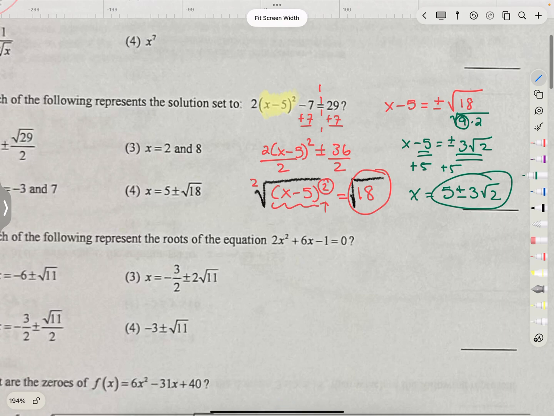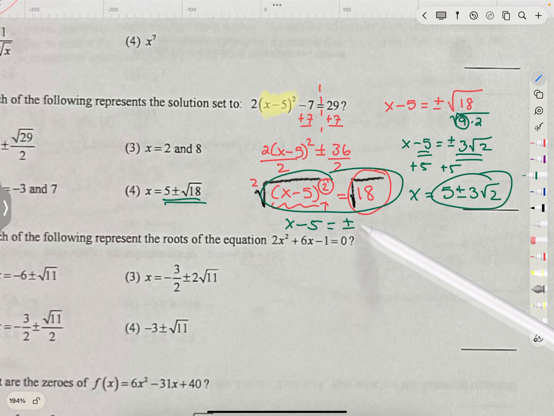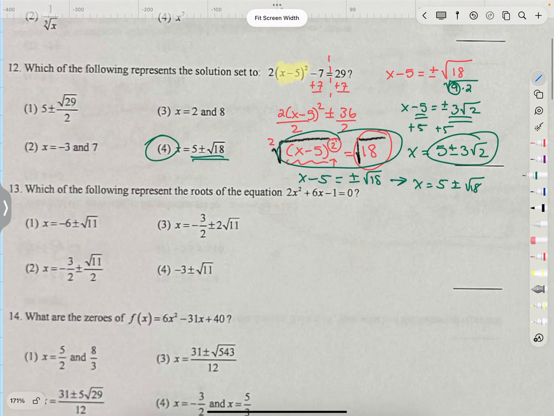Looks like I went too far, Mr. Todd. They did not simplify it. They stopped right here. They square rooted both sides and just left the 18, so they get x equals 5 plus or minus root 18. So they didn't go as far as I went. They should. We've got to find the roots of this guy.